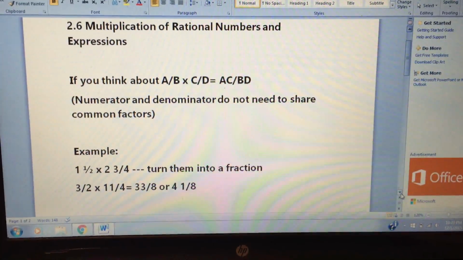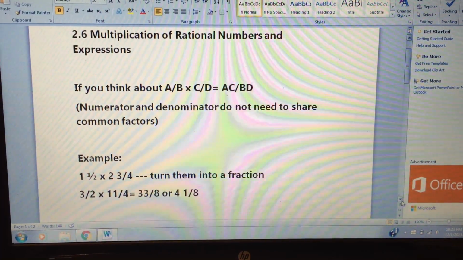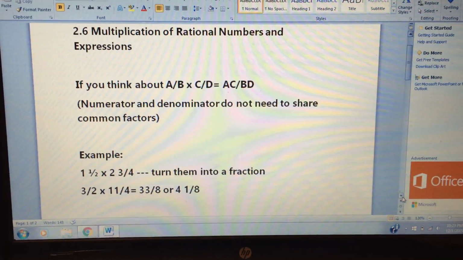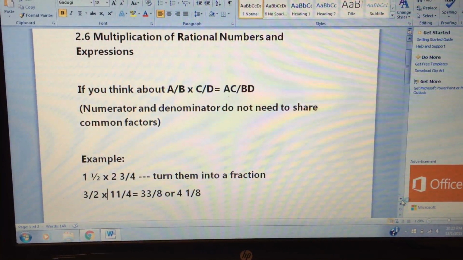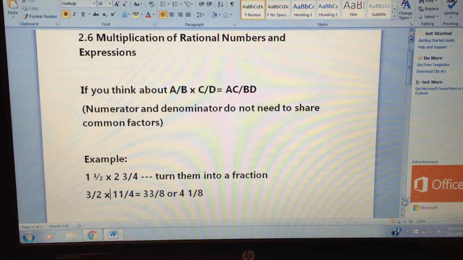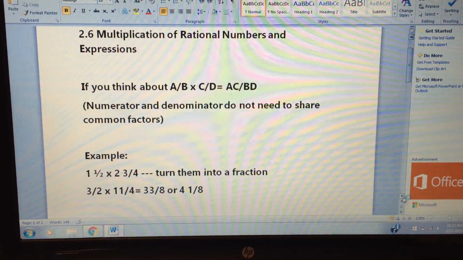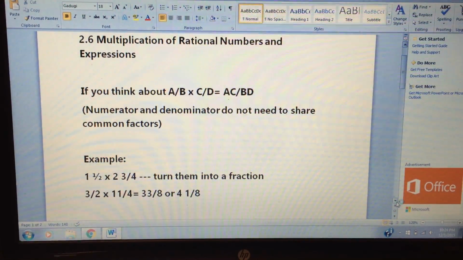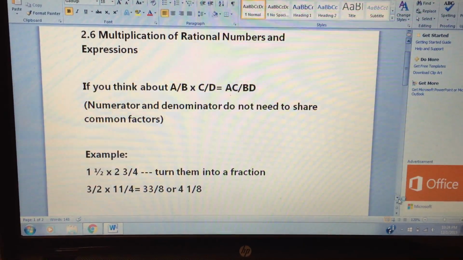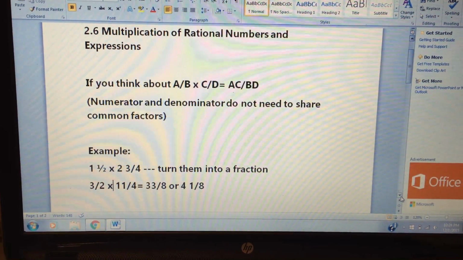So for my topic, I had 2.6, which is multiplication of rational numbers and expressions. I said if you think about A over B times C over D, essentially that is the same as A times C over B times D. And this can be written in lowest terms. The numerator and denominator do not need to share any kind of common factors.